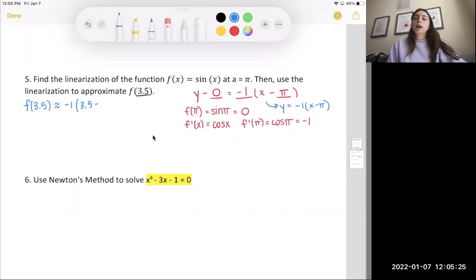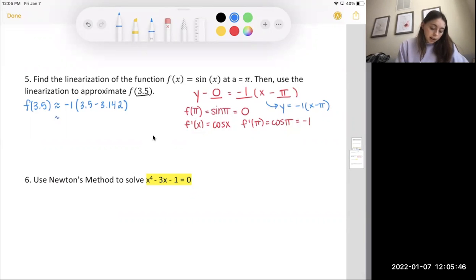And then so that I can do this without a calculator. You will have a calculator on your quiz, but you shouldn't really need one for this kind of problem. But I know pi is like 3.1415. So I'm just going to say 3.142 and round it, so I can do it without a calculator.